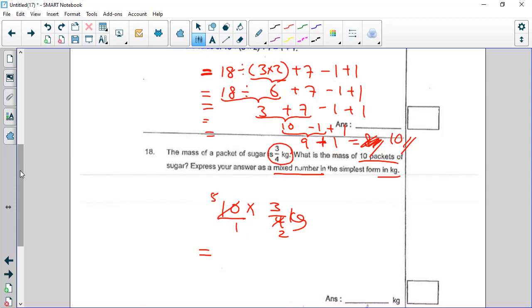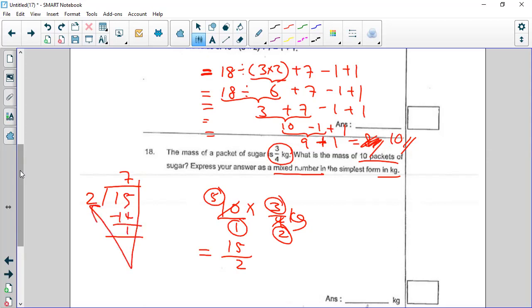Then cannot cancel already, so you multiply the numerators, 5 times 3, and then multiply the denominators, 1 times 2. And then what do you do? You have to change it to a mixed number. 15 divided by 2, 7 times 2 is 14, and there's a remainder 1. 7 and 1 over 2 kilogram. So your answer will be 7.5 kilogram. This one should be quite easy, basic. Let's go to question 19.